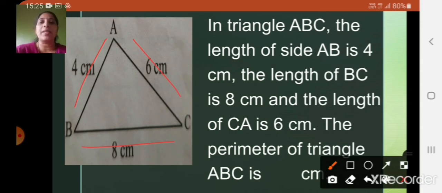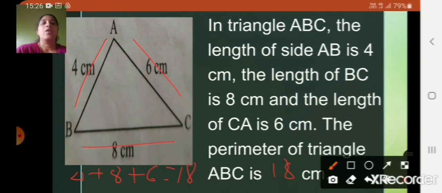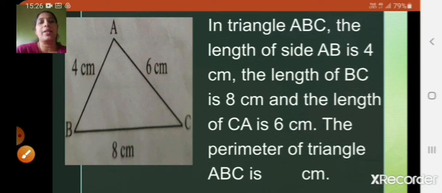So 4 plus 8 is 12 and 12 plus 6 is 18. So what answer you get? 18 centimeter. So you will write the perimeter of triangle ABC is 18 centimeter. So for finding out the perimeter, what you are going to do? You are going to add all the sides of a closed figure. So I hope students you have understood how to calculate the perimeter.